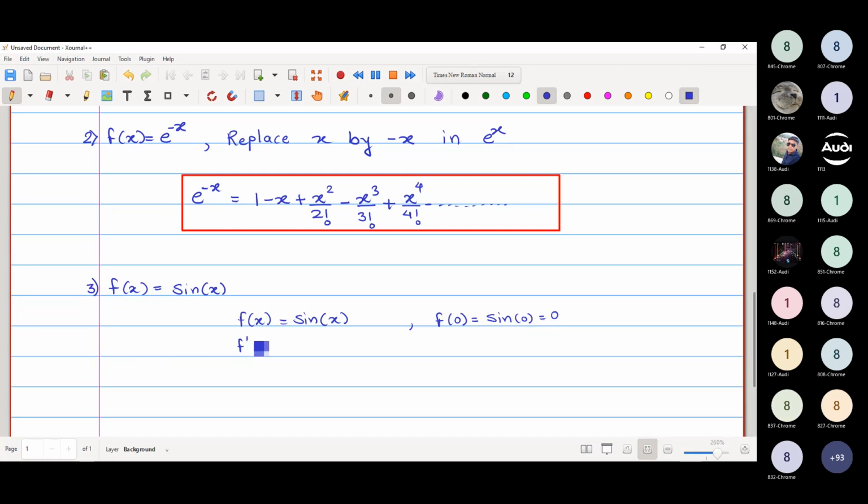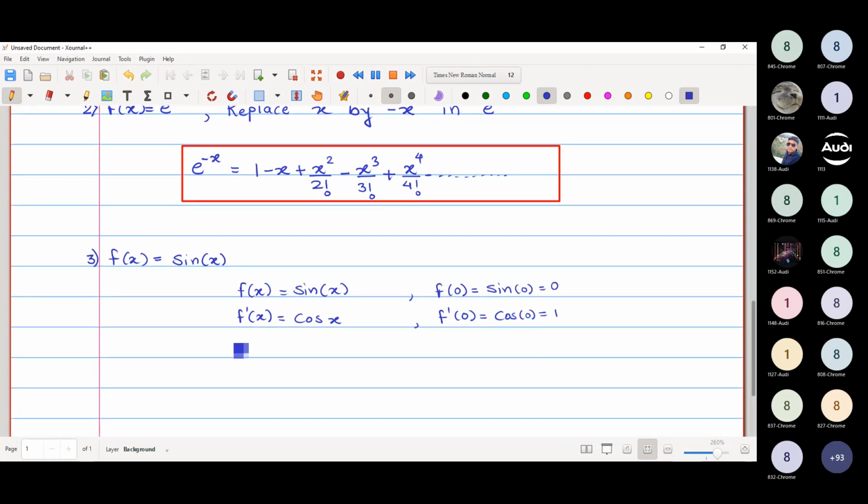What is f dash of x? Cos x. Then what will be f dash of 0? It will be cos 0, and cos 0 will be 1. Right. And what is f double dash of x? Minus sin x. Correct. So what will be f double dash of 0? Don't bother about the minus. It will still be 0 because sin 0 is 0 always.